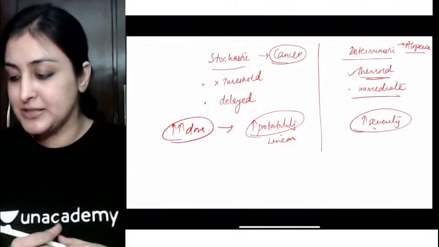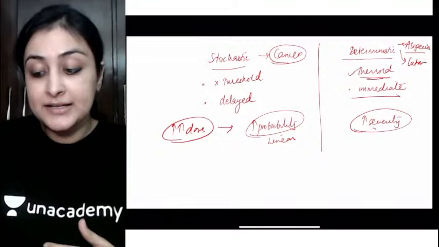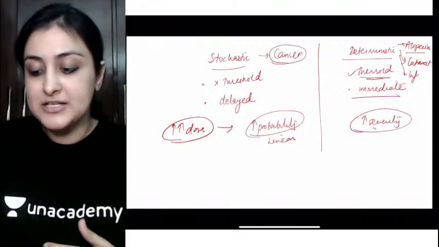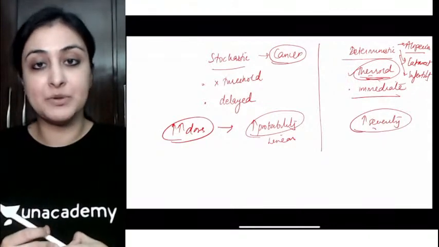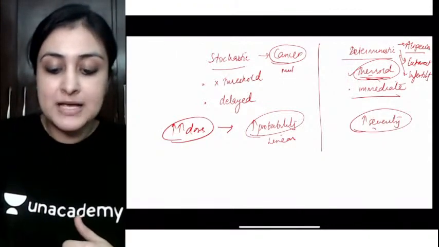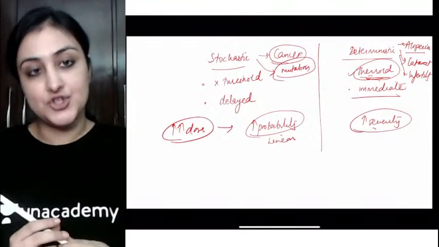Other examples of deterministic, as you've all written correctly, would be cataract, would be sterility, right? So infertility, all of these are deterministic. They have a threshold beyond which they will happen. But cancer, mutations, they are by chance. Stochastic literally means a matter of chance.